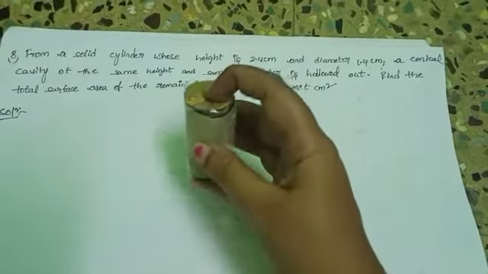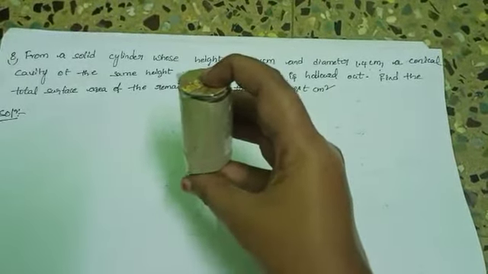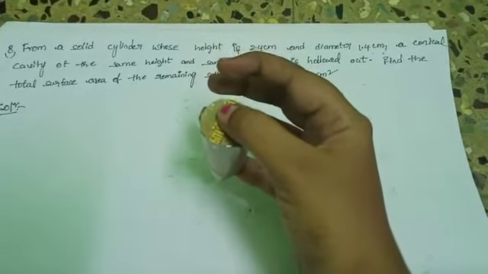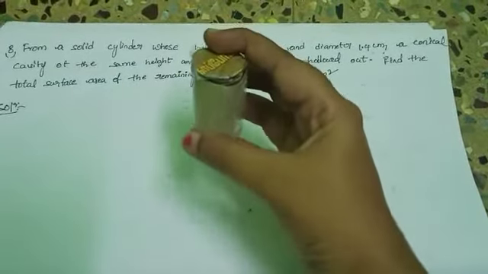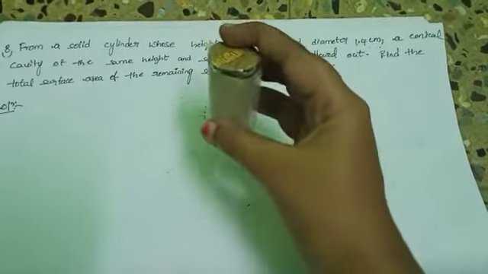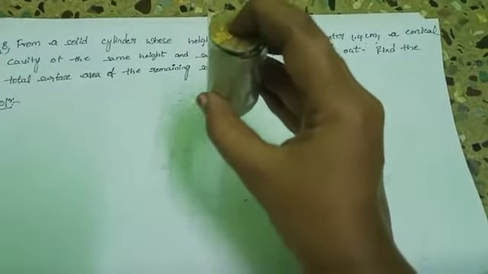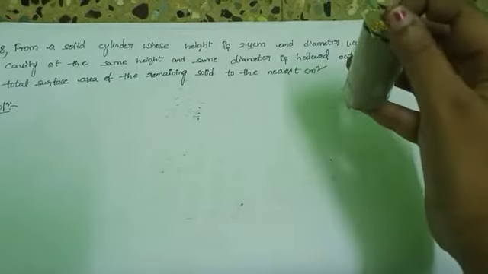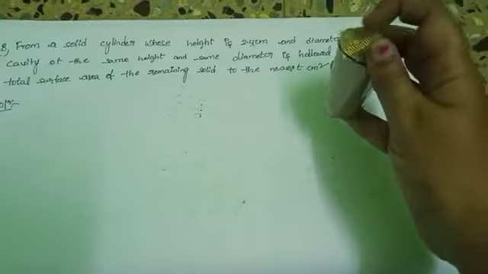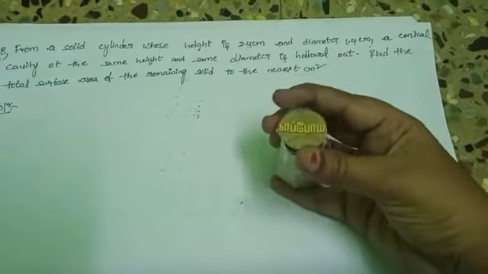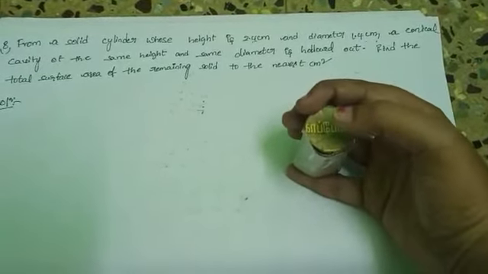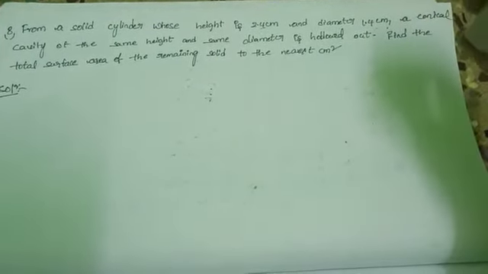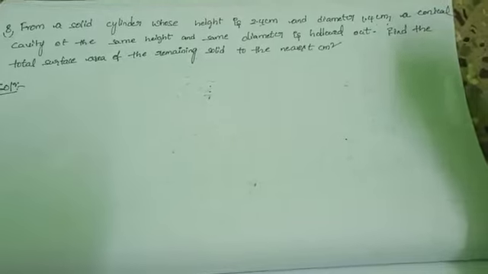Curved surface area and two flat surfaces, bottom and top. Okay, the surface area of a cylinder is the top surface area, the bottom surface area and the curved surface area. Here the given height of the cylinder is 2.4 centimeters and the diameter is given as 1.4 centimeters. A conical cavity of the same height and same diameter is hollowed out.